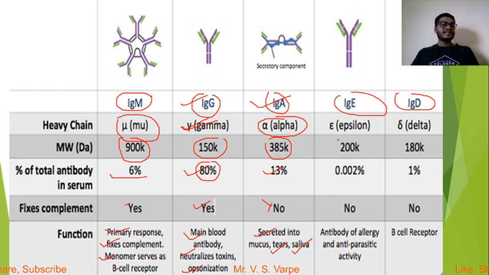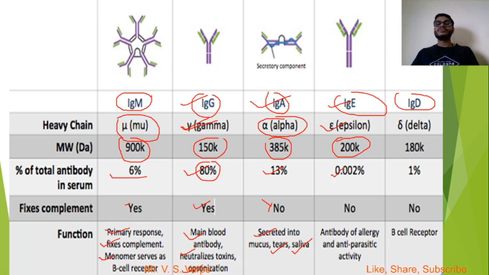Then the fourth one is IgE. It is also called the epsilon antibody, which means the epsilon heavy chains are present, and the molecular weight is 200 kilodaltons. The percentage is very small inside the body, near about 0.002% only. Complement fixation is totally absent, and its major functions are the allergic and anti-parasitic activities.